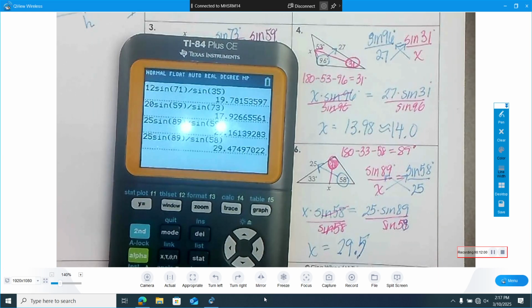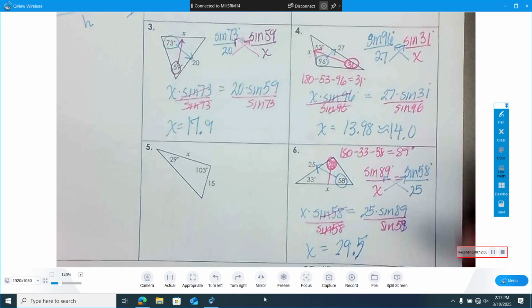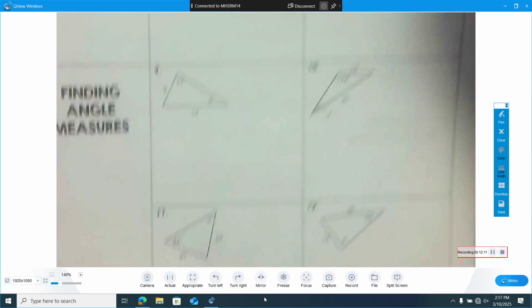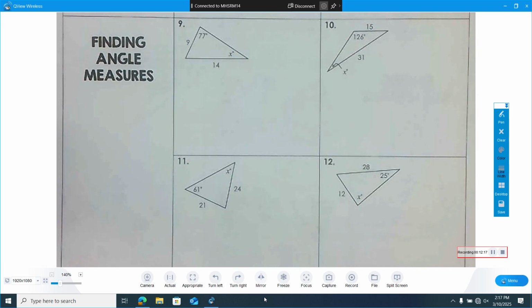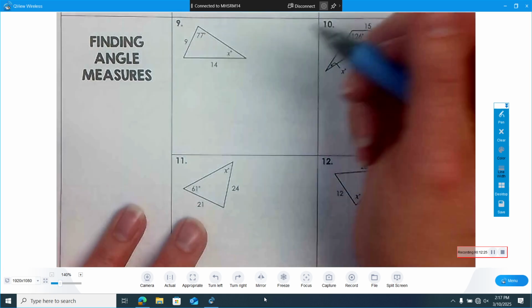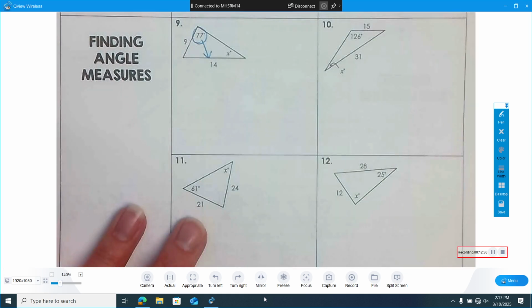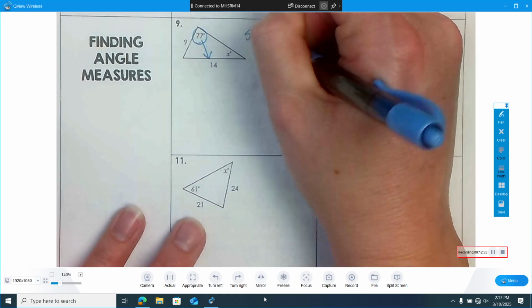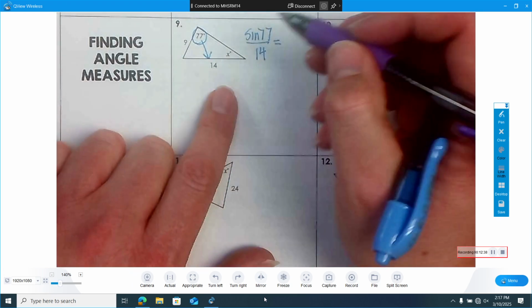Okay. So all of that was finding side lengths. And it also works if we need to find the angle measures as well. So turn the page. Let's look at some angle measures. Same process, nearly. So I have an angle and I have its opposite side. What can I set up? Sine of 77 degrees divided by 14. Good. Sine of 77 over 14 is equal to sine of x over 9.